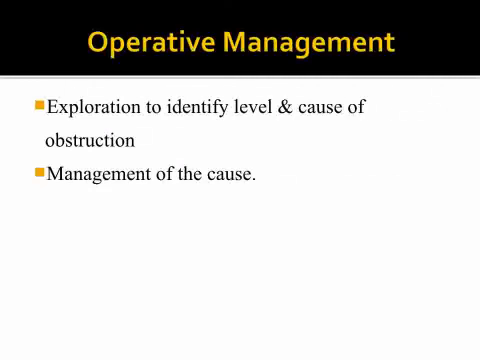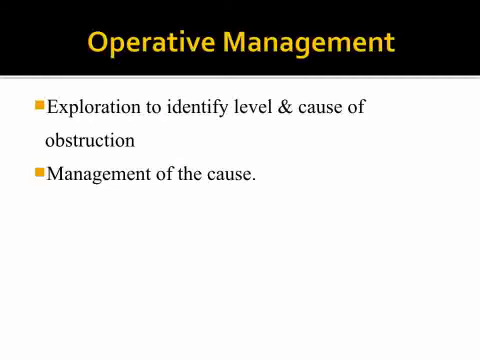We will go to the OR and do a laparotomy. Laparotomy means we will open the abdomen to explore and find the level of obstruction, the cause of obstruction, and deal with that. So we do an exploration to identify the level of obstruction, meaning that the obstruction is at the level of the duodenum, the jejunum, the ileum, or the colon, and the cause of obstruction, meaning what is the cause of obstruction?